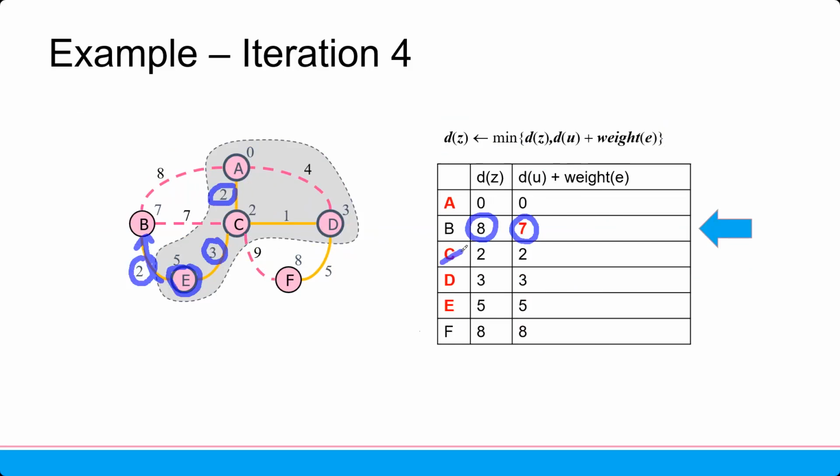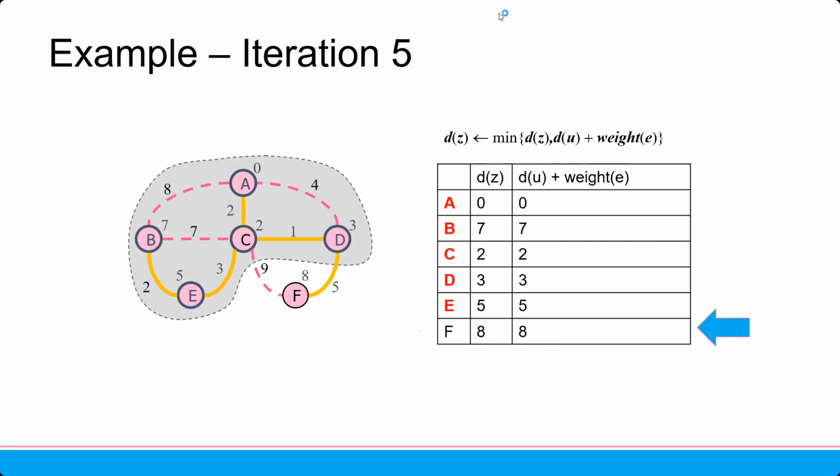We already visited C, D, and E, and now let's check F. Is there any path from E to F? No. The previous distance is 8. And for B, we need to check the minimum. The minimum between 8 and 7 is 7. So we choose B for the next node.